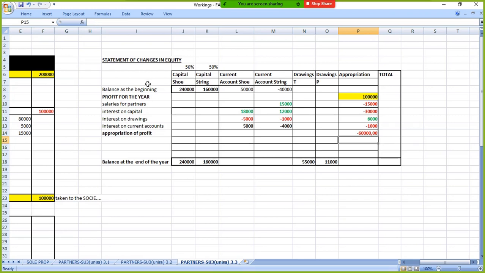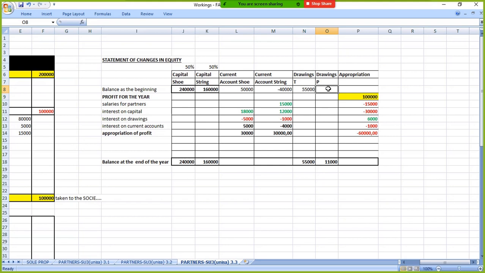How much does each partner get? 50-50. Do you agree? Yes. Okay, so 30K for each partner. Okay, what else do we have here? Total column, I'm not going to total up. You don't have to. You can if you want to, but I'm not going to add up. These are the important columns. So this is what I started with. That's what I ended with.